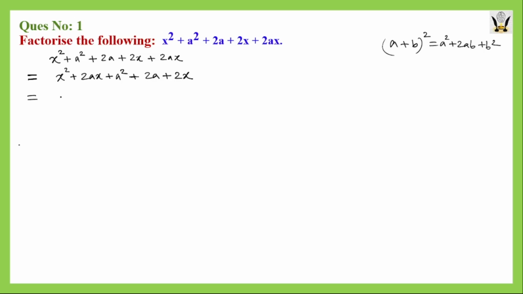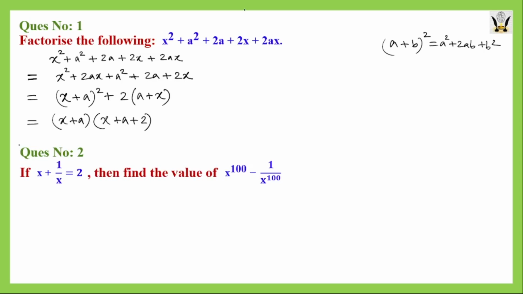a square plus 2ab plus b square. So from both the terms what we can see here is x plus a is the common factor, and what remains is x plus a again from the first term. So it will be x plus a here, and from the second term it will be 2. So these are the two factors of this given expression. Now the second one says that x plus 1 by x is equal to 2.